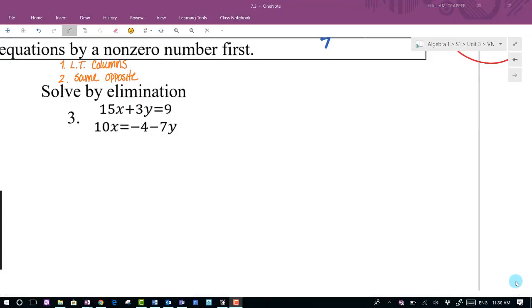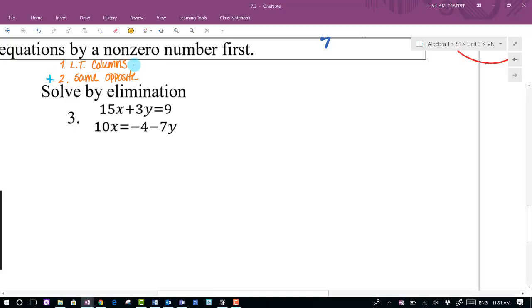Okay, and our next example here for solving by elimination is we've got these two linear functions here. What we need to check again, remember, is one, do we have like term columns, meaning that all of our like terms are lined up over each other, and the equal sign over the equal sign. Additionally, we also need to make sure, because we're thinking of this as addition, right, that we have the same and opposite for one column of the like terms, one of the variables, the x's or the y's.